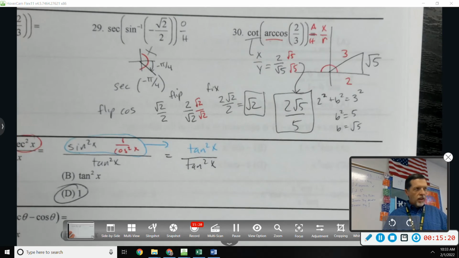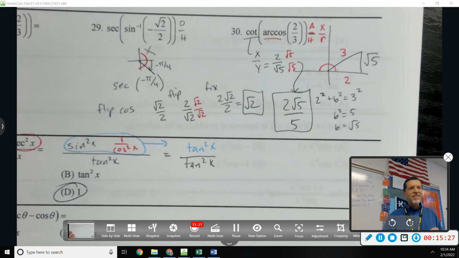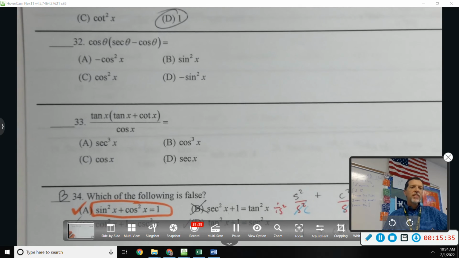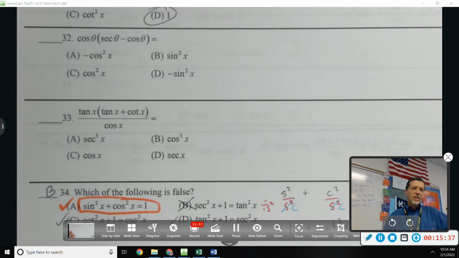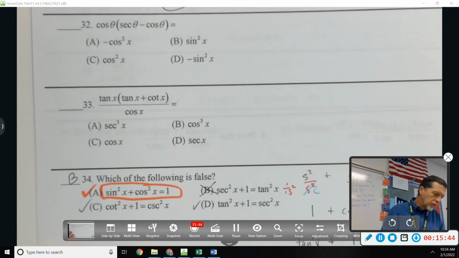Anything else from worksheet 4? Did I mess something up? Kate, you good? Yeah. Okay. Anything else from worksheet 4? Some view stuff down there, 32, 33. Good with those? 33? 33 is a good one, because I don't recognize it right away.